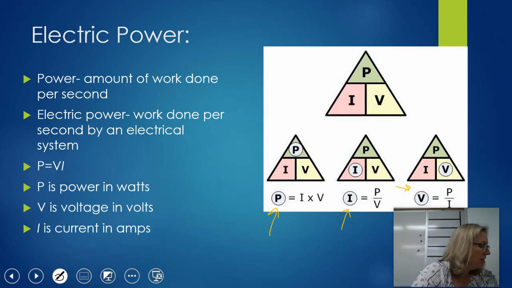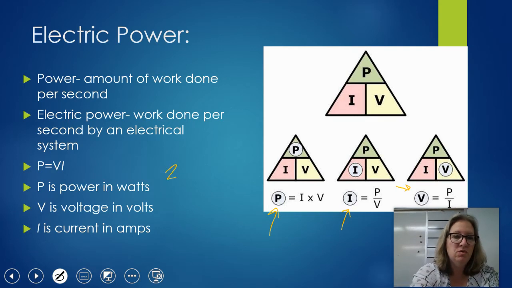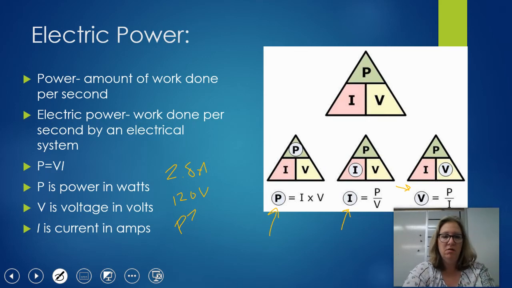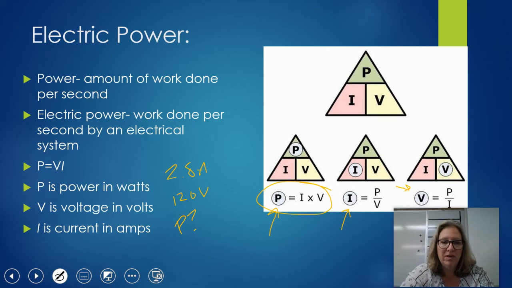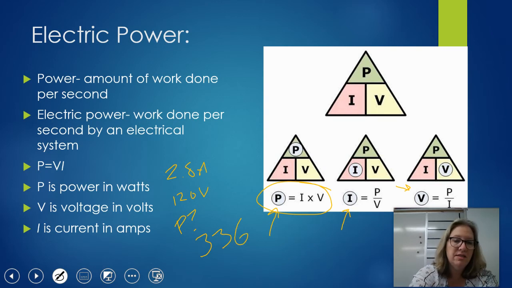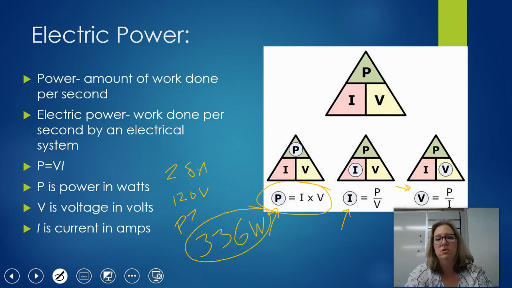So if you look in your book on page 462, there's a power question. It says, you and your friend are meeting to watch one of your favorite TV shows. The streaming service draws 2.8 amps, and the electrical system is 120 volts, and it wants to know the power, okay? So we're using this formula right there. So you would multiply the 2.8 times the 120, and you would get 336 watts. Power is measured in watts.